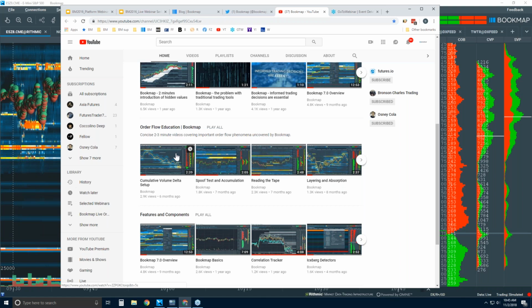This is what Bookmap visualizes, and this is the advantage that you get. All right, so that said, let's jump into Bookmap and take a look at that advantage.